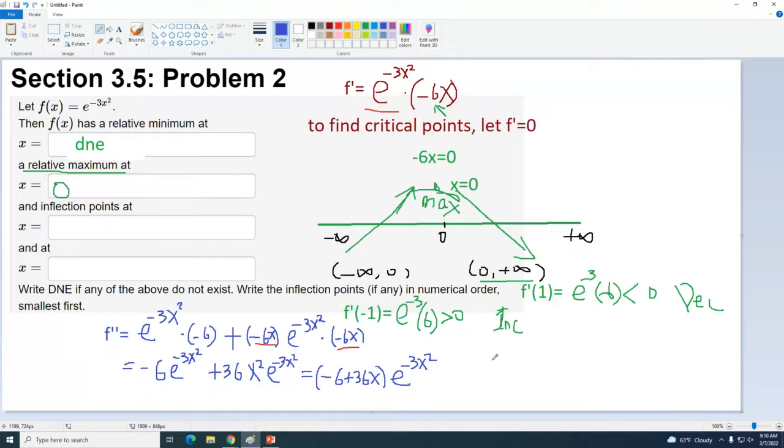Okay, right? To find the inflection point, we'll set this equal to 0. Because it is well defined for any x value, we don't have any undefined points, so the only way for it to have a critical inflection point.